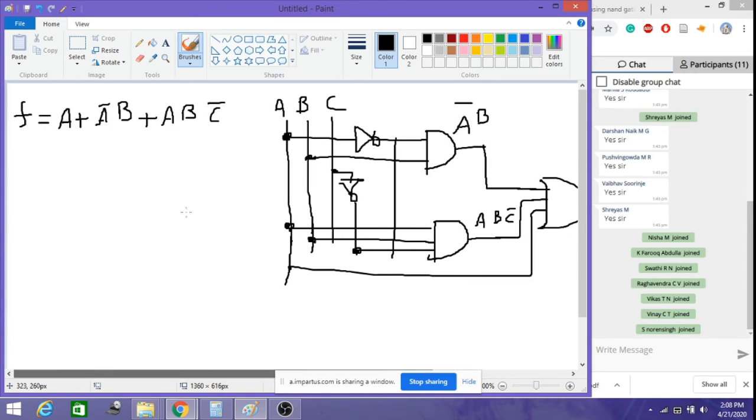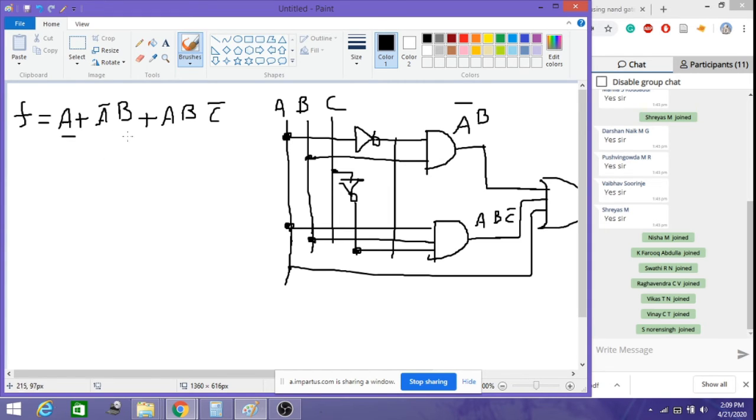By simplifying this logical expression, we can reduce the number of gates that we use in the design of the digital circuit. That is why we always simplify these Boolean expressions. So now let us simplify this expression and see what we reach and how many gates we require.